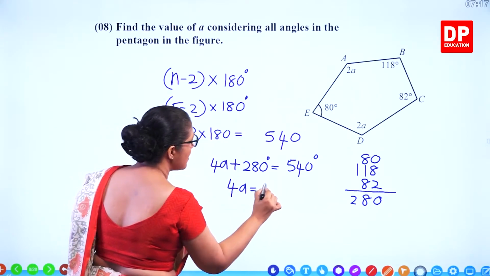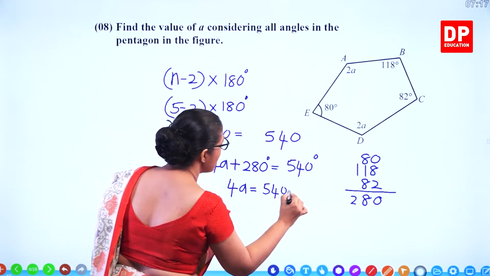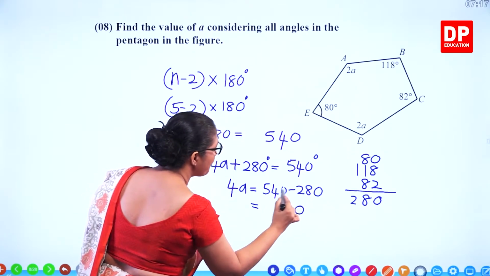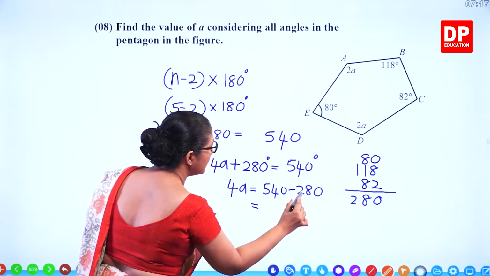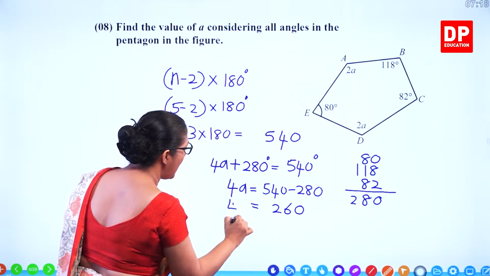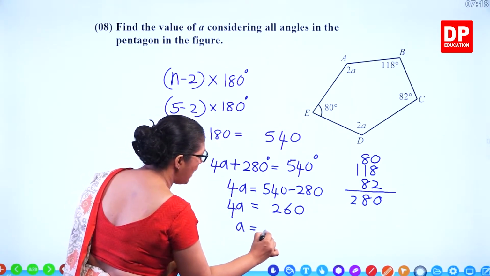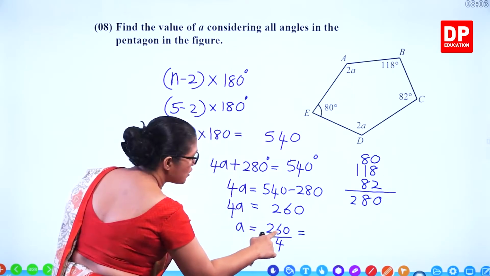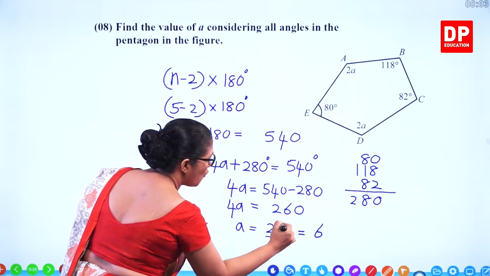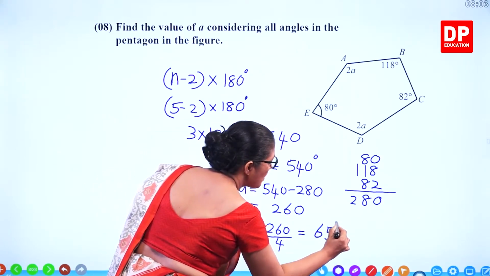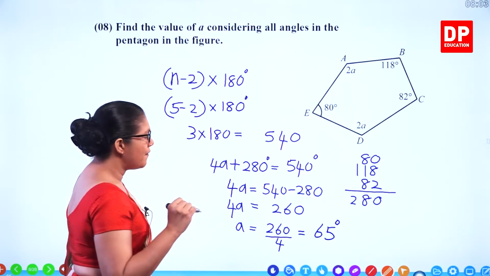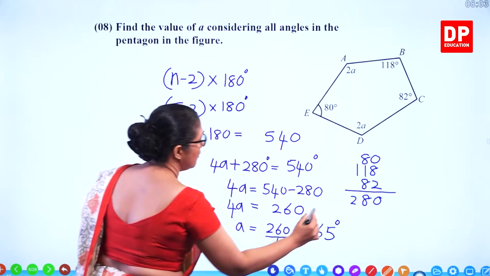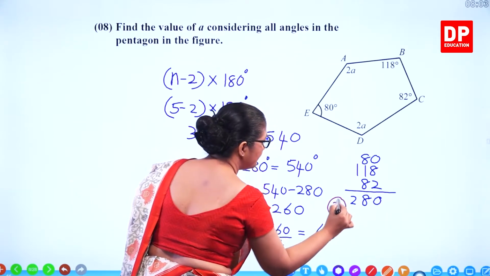4a equals 540 minus 280. You get 0, 6, 2. So 4a equals this. So what's the value of a? Divide by 4. 4 times 6, 24. For 20, that's 5. So what's the answer? 65 degrees. So you get 2 marks for that. Finding the a value.